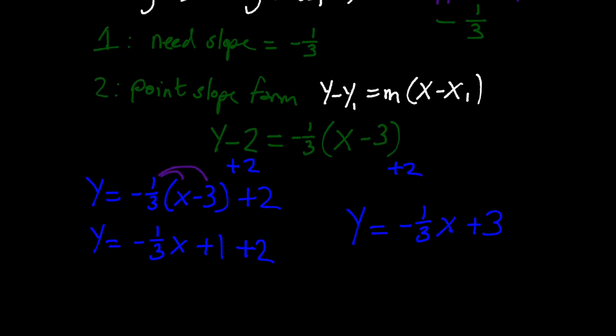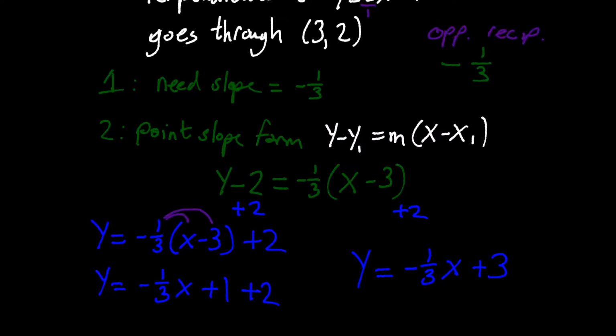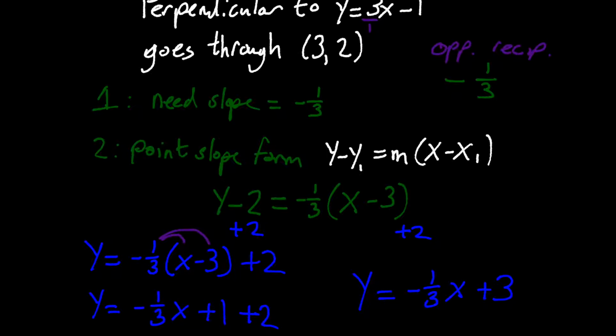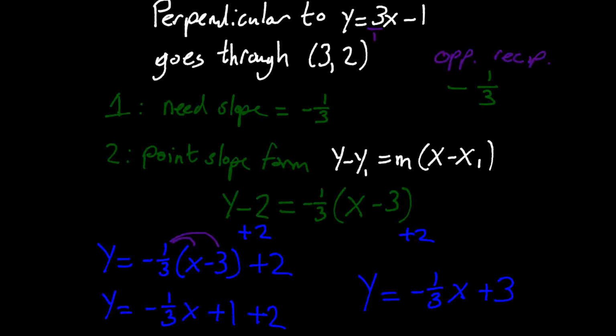And if we were to graph these two lines, okay, we have our original line up here, y equals 3x minus 1, and we have our new line down here. If we were to graph these two, they would cross each other at a perfect 90-degree angle. And there we have it.